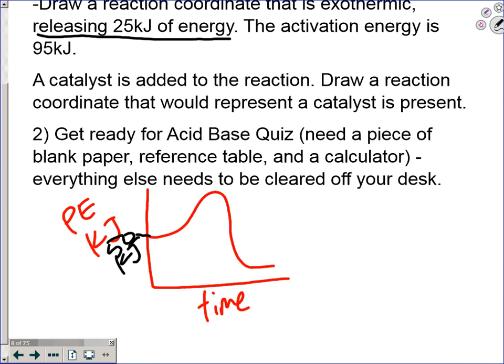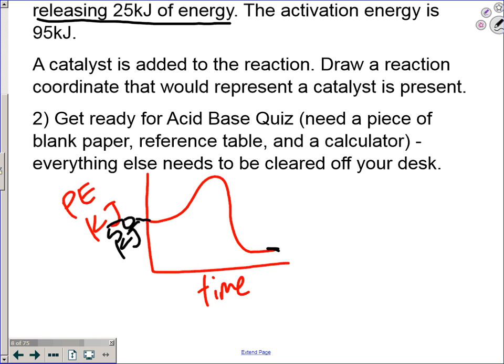So Hunter, how would I label the area that's correlating with the products down here? Why 25? Right, because we have to have 25 kilojoules of energy released, so there has to be a difference of 25. Well, that just worked out. 50 minus 25 is 25.